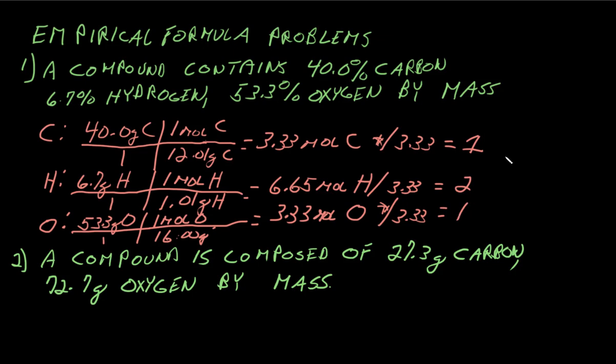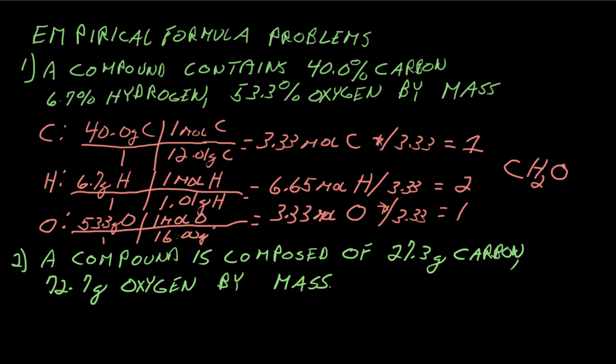So our empirical formula for this particular compound will be C, which is going to be 1, H2, where you have to use a subscript, and 1 oxygen. So there's our empirical formula, CH2O. All right, let's look at problem number 2.